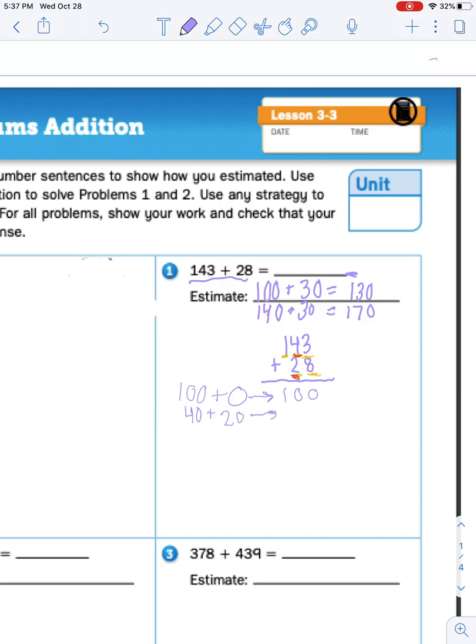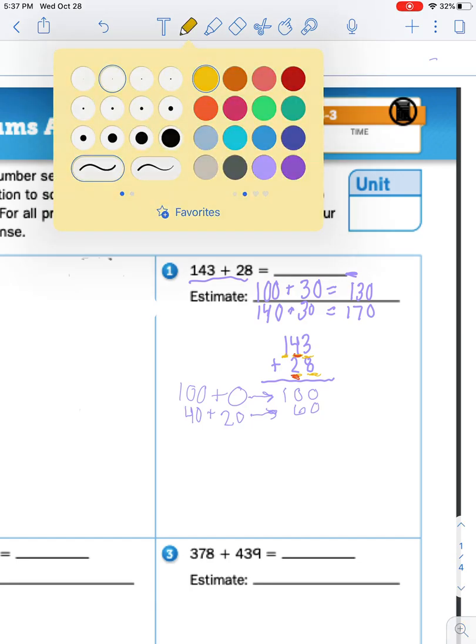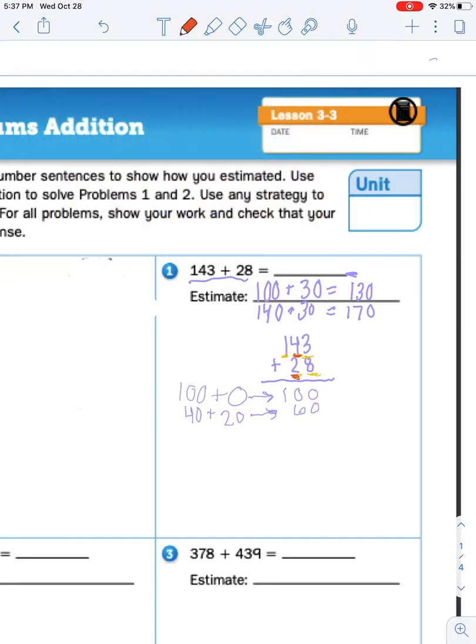Put your arrow, and you add those two numbers up. So 40 plus 20 equals 60. And then the last thing you're going to do is add up your ones place. So remember that is right here, that first number on the right.